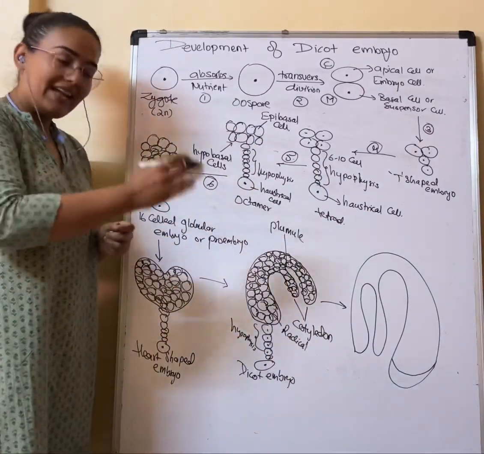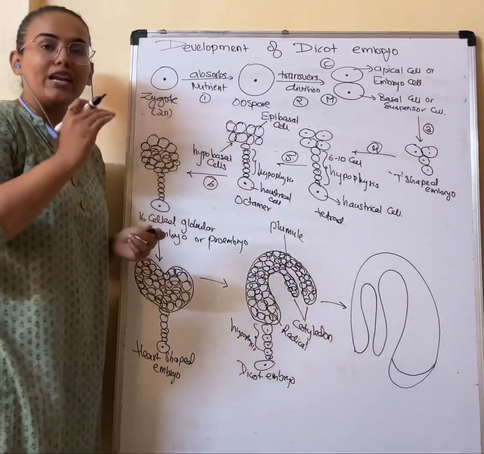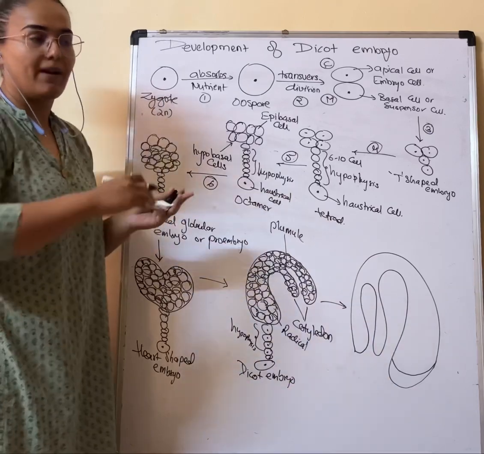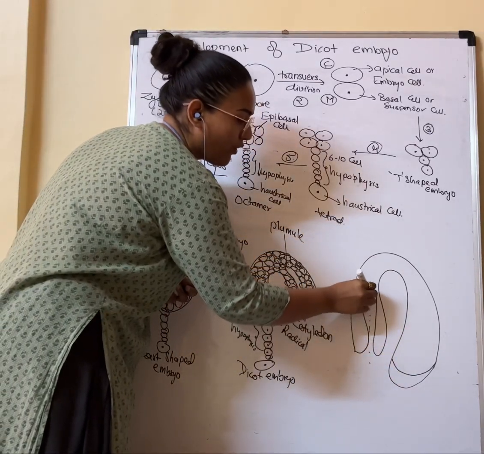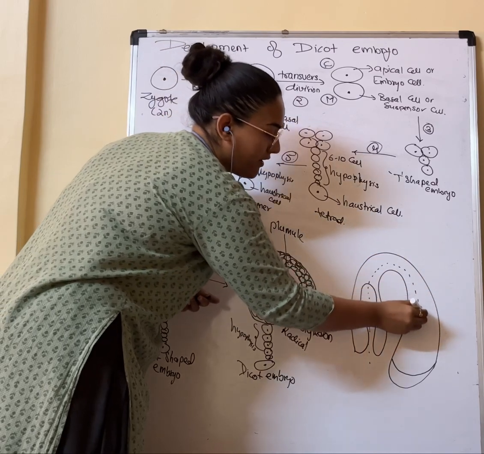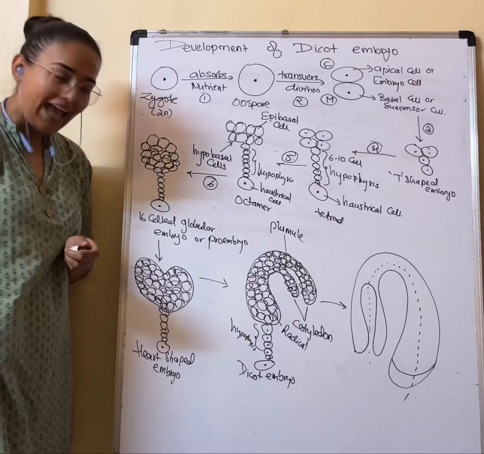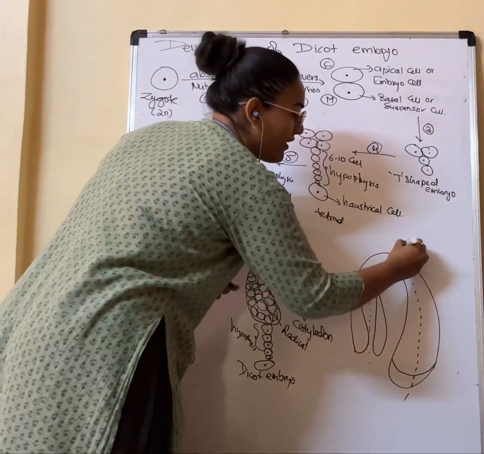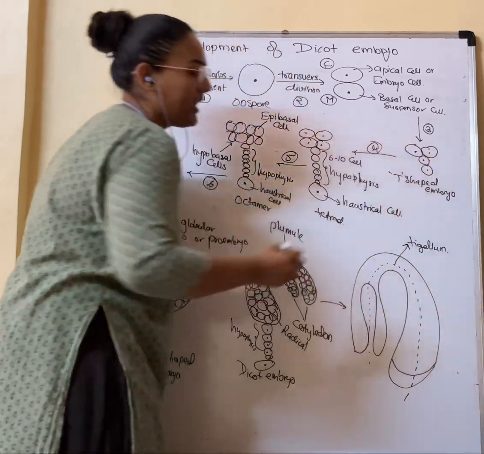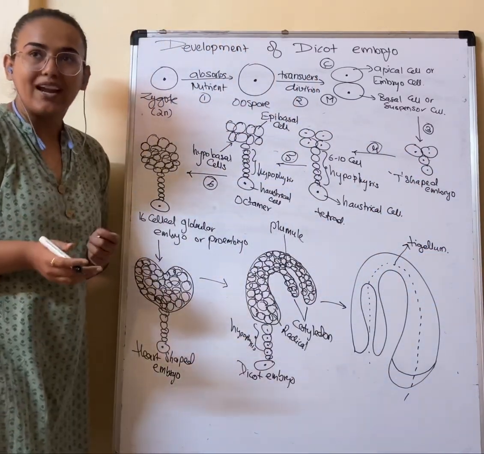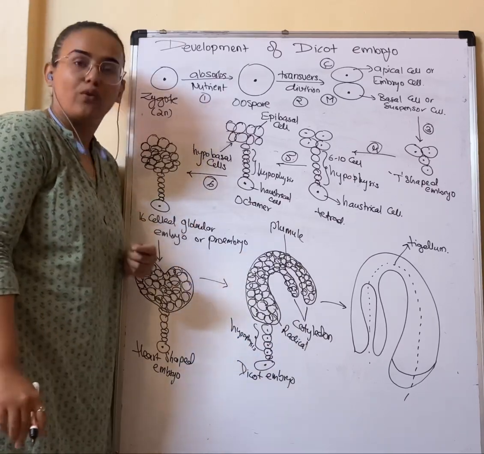Now let's look at the imaginary embryonic axis. That means a line which is passing through the center of the embryo. So I will just draw a dotted line over here, and this dotted line is considered to be the embryonic axis, and we can call it the tigellum over here. Fine, this embryonic axis is called tigellum or tegellum, which is found over here.